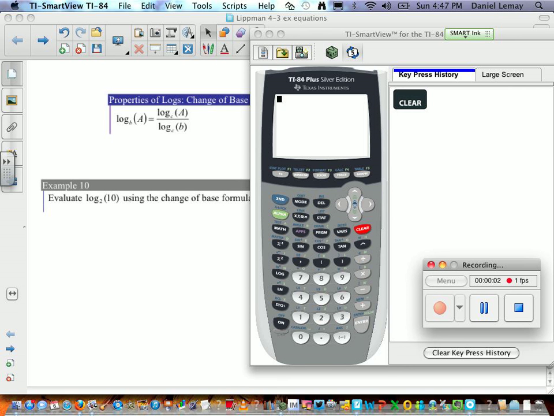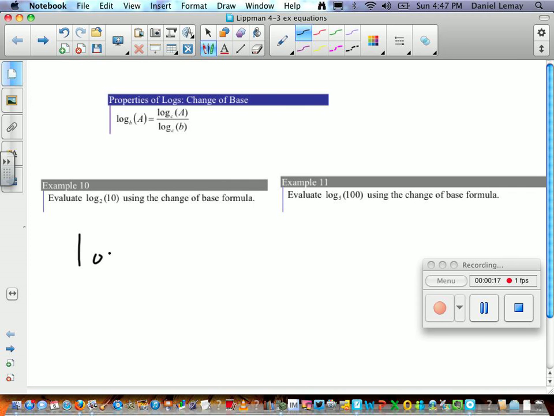Okay, so one thing we're going to learn first is this change of base formula. Our calculator only has the log button and the ln button. And as we learned in class last week, the log button is log base 10, and the ln button is log base e.